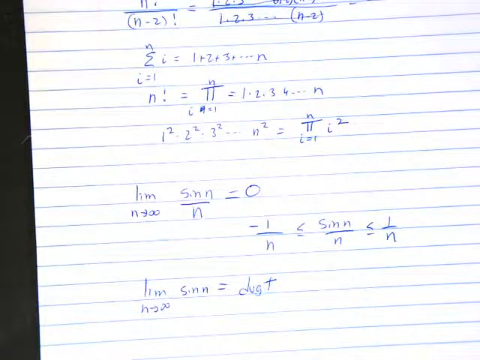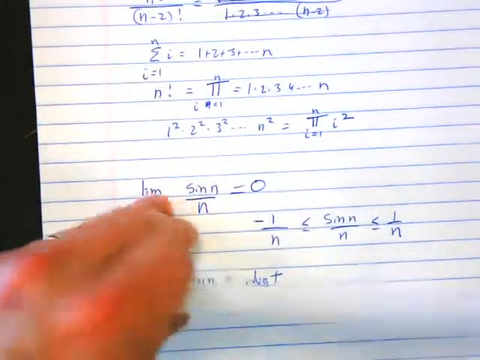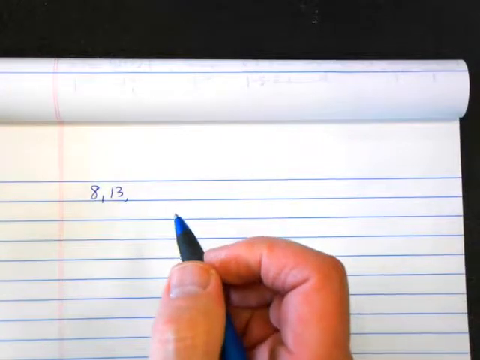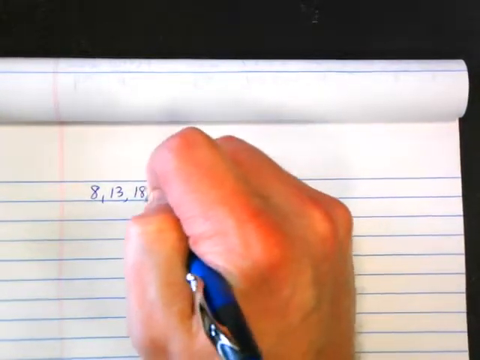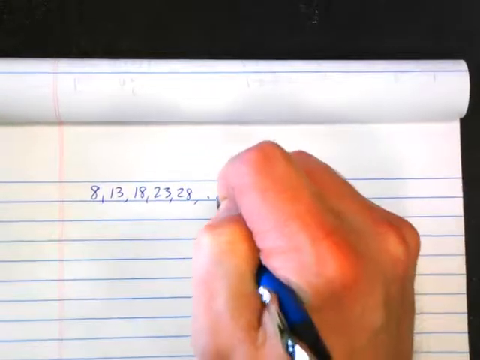Okay. Oh, you'll see a couple problems like this: 8, 13, 18, 23, 28. Two things, two directions that they ask. Direction number 1, find the next 3 terms. And then direction number 2, write a pattern for the terms.